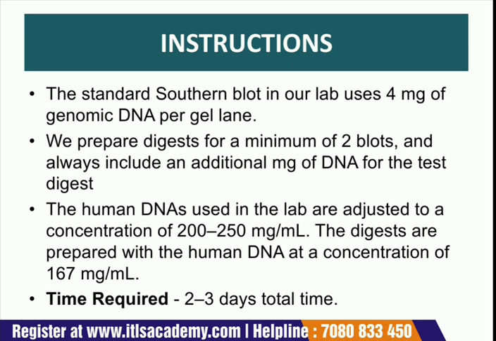Some of the instructions for laboratory restriction digestion are given here. Try to understand them carefully. The standard Southern blot in our labs uses 4 mg of genomic DNA per gel lane. We prepare digests for a minimum of 2 blots and always include an additional milligram of DNA for the test digest.